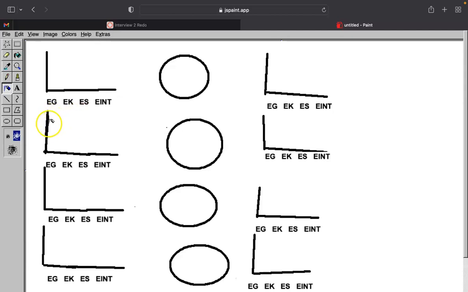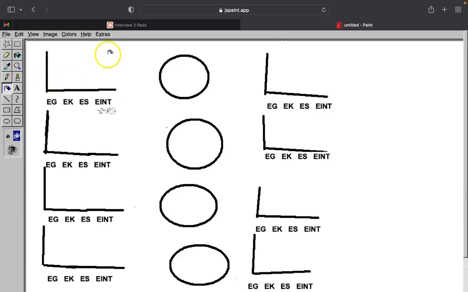EG is energy stored or the height energy. This is EK, which is kinetic or moving energy. This is ES, which is spring energy. And then this is EINT, which is where the energy kind of goes or resides, like in the ground or whatever. Hold on, I already messed up. I accidentally used my little spray can.